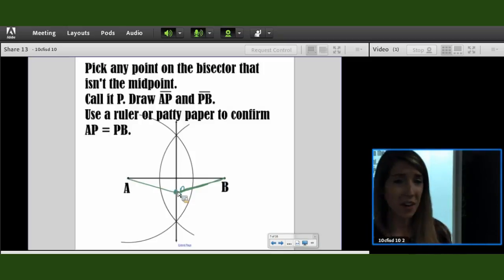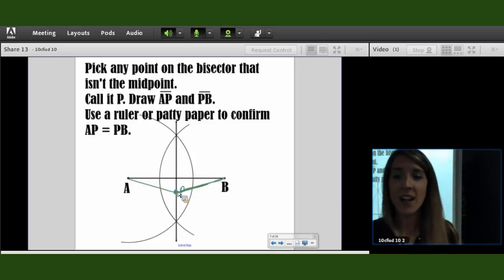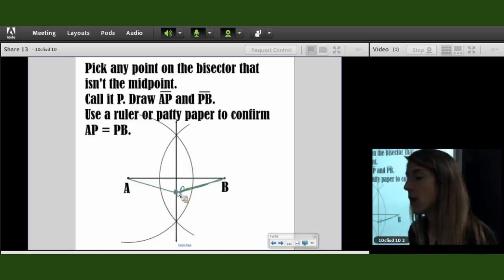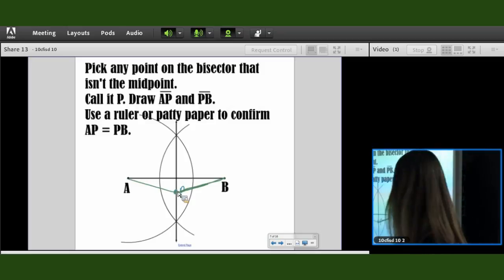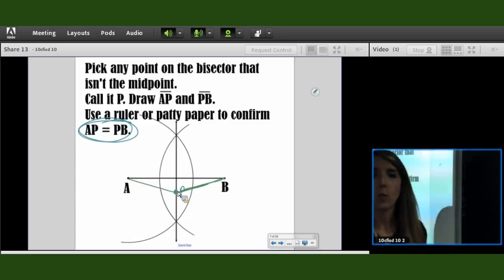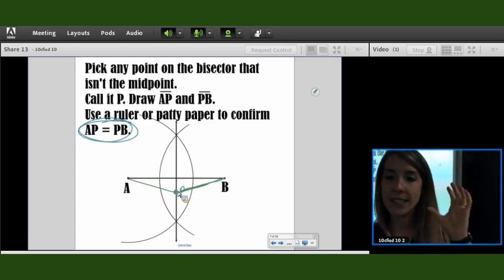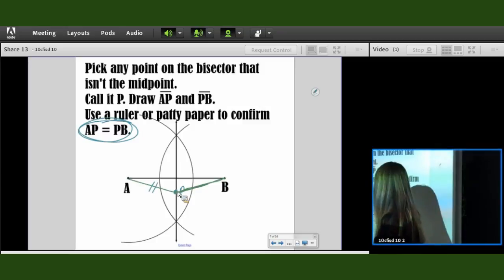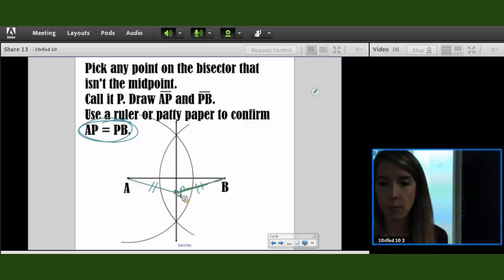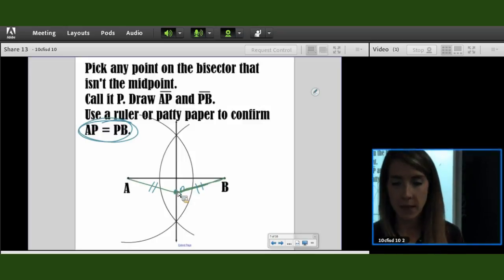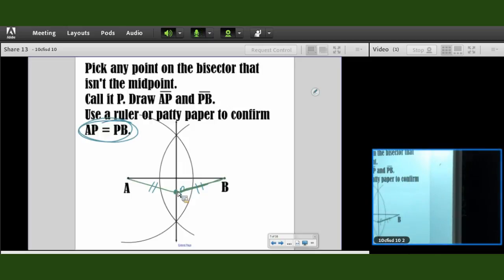I want you to confirm, I'm already telling you the conclusion, guys. It's out there. I want you to confirm that the distance from A to P is equal to the distance from P to B. Use patty paper, tracing paper, or your ruler to confirm that no matter where you put P, I don't care where you may have placed it, the distance from A to P is equal to the distance from P to B. And you may add tick marks appropriately to your picture. So the distances are equal, which means the segments are congruent. So another way to write that is like this.